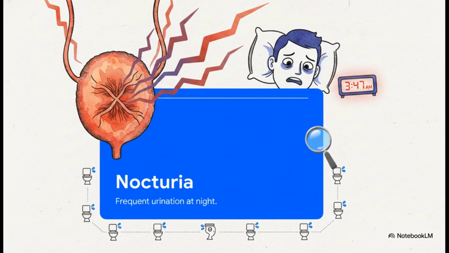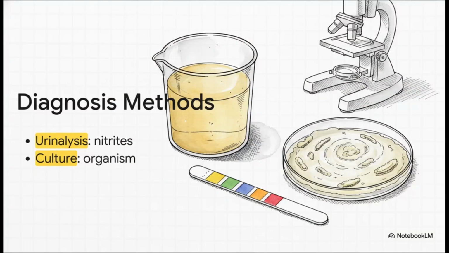The inflamed bladder is highly irritable, you see, and it sends constant false signals to the brain that it needs to be emptied, which disrupts the patient's rest entirely. So the big question, how do doctors actually test for all of these urias? Well, the diagnostic process heavily relies on the urinalysis and the urine culture.